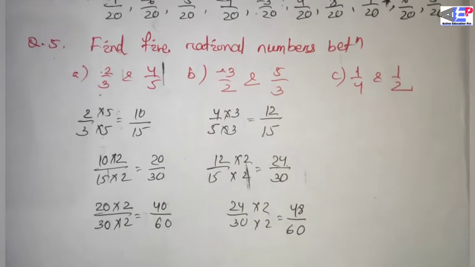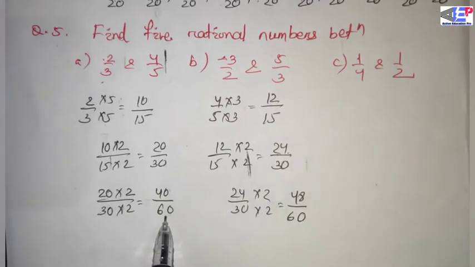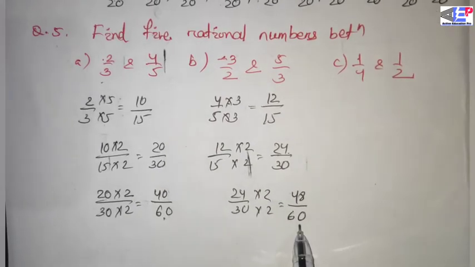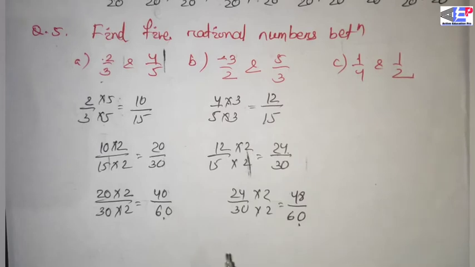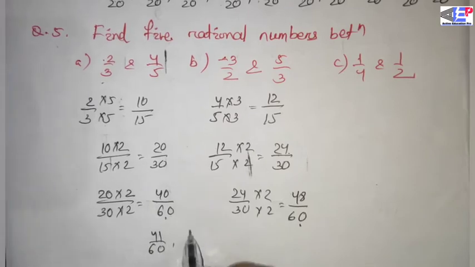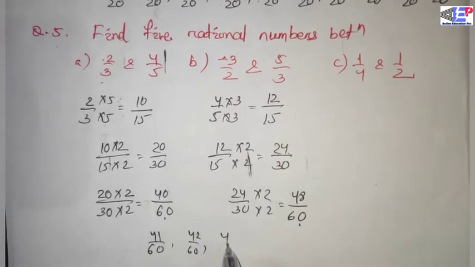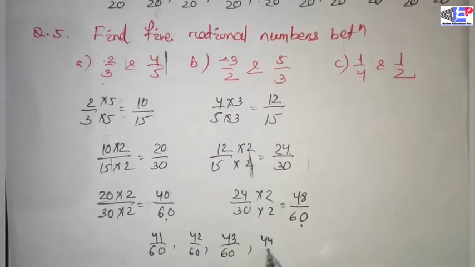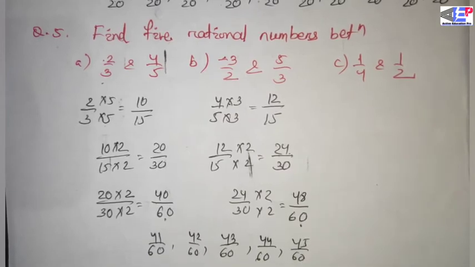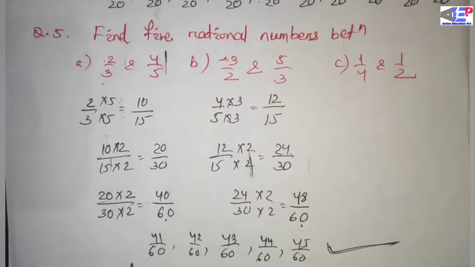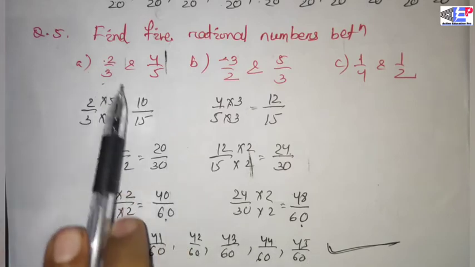Now between 40 by 60 and 48 by 60, there are 8 numbers. You can find 5 numbers between them: 41 by 60, 42 by 60, 43 by 60, 44 by 60, 45 by 60. All these 5 numbers are present between 40 by 60 and 48 by 60. Okay, this is your answer. These are the 5 rational numbers between 2 by 3 and 4 by 5.